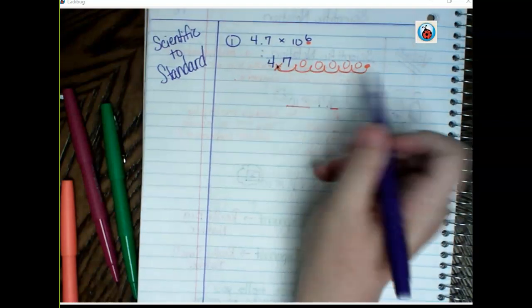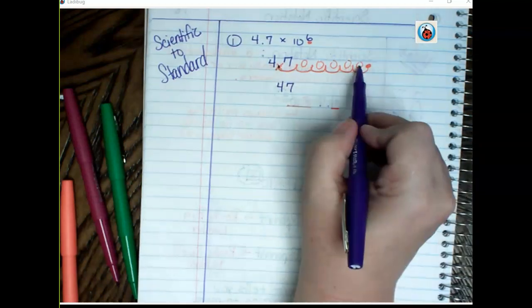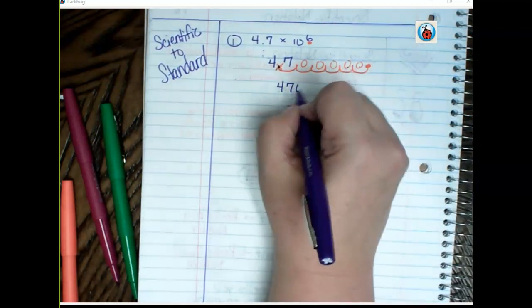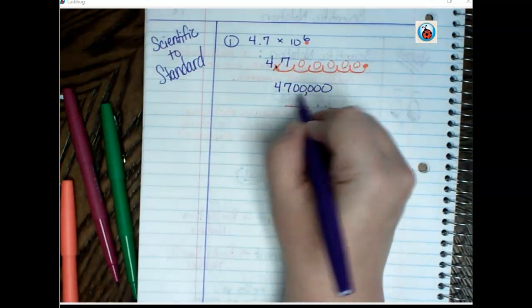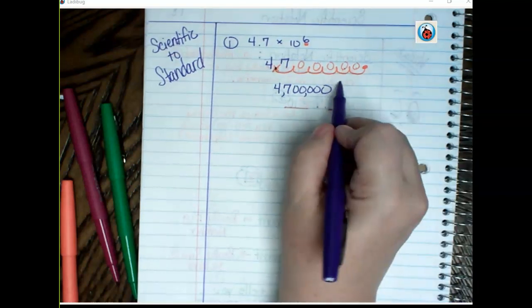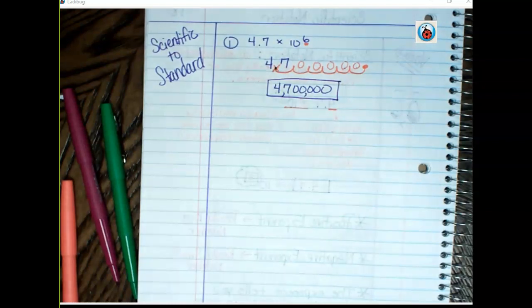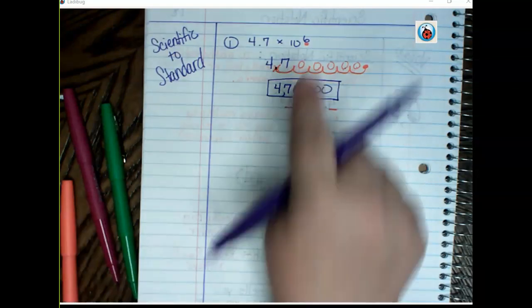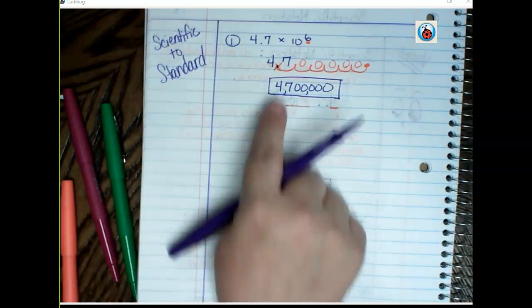All right. So then when I rewrite my final answer, 4, 7, and I have 1, 2, 3, 4, 5 zeros. So 3 places make a grouping. So my final answer in standard notation is 4,700,000. That's it. So if you manually did 10 to the 6th power and then multiplied that times 4.7, you would get 4,700,000.